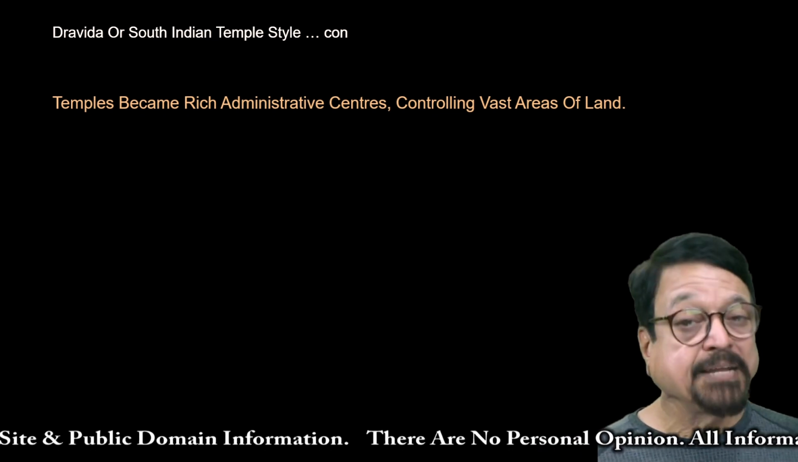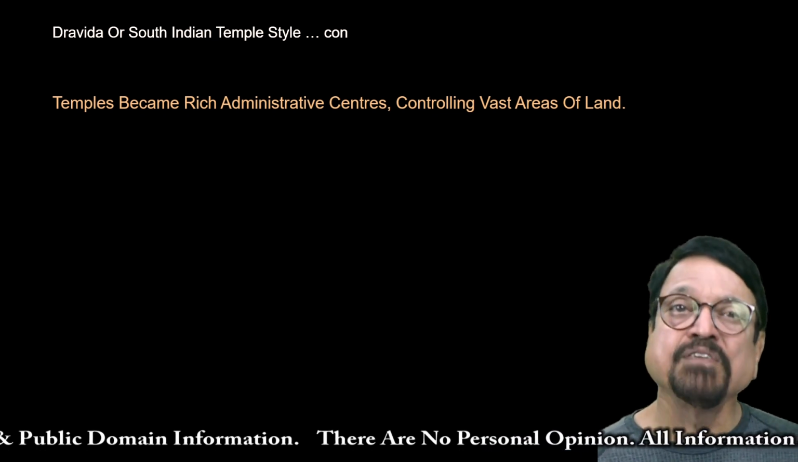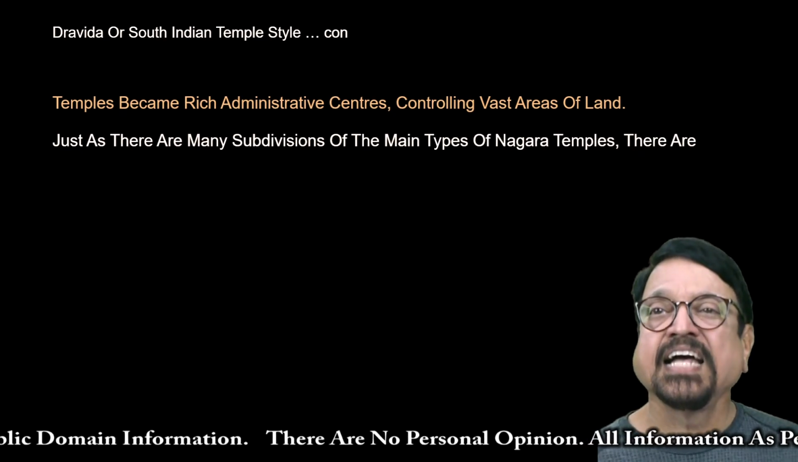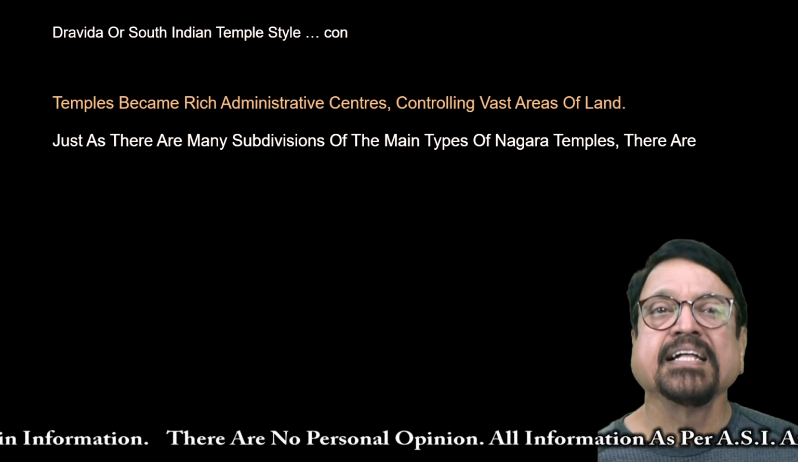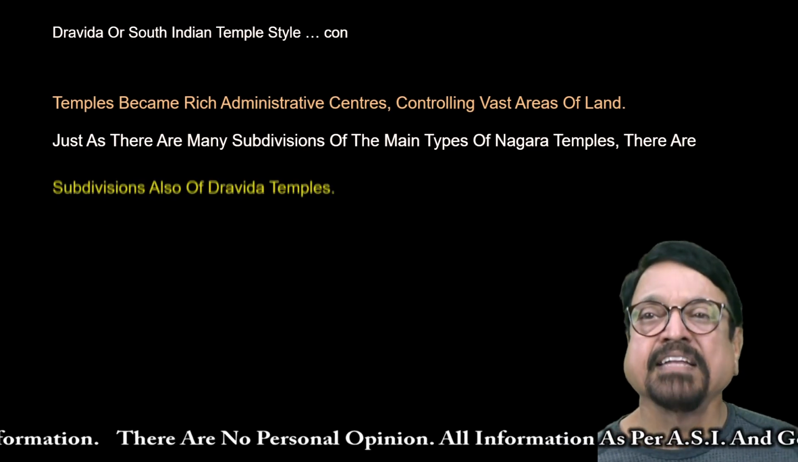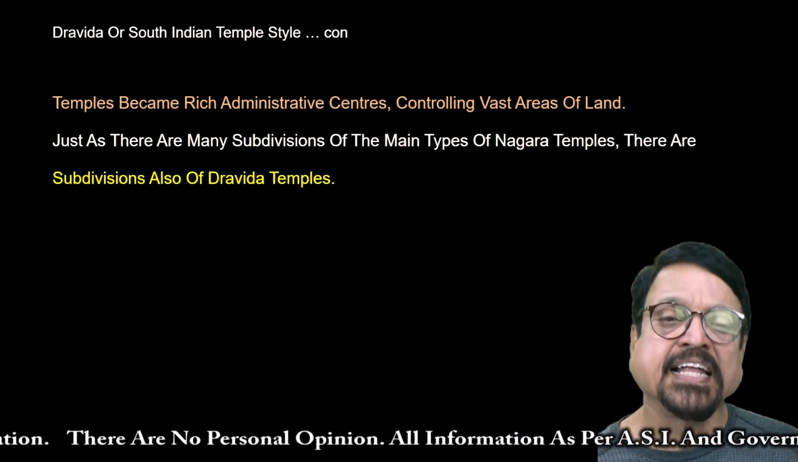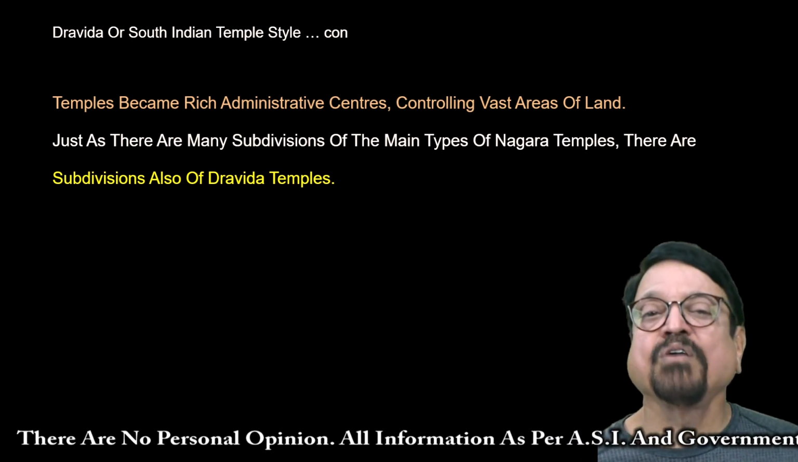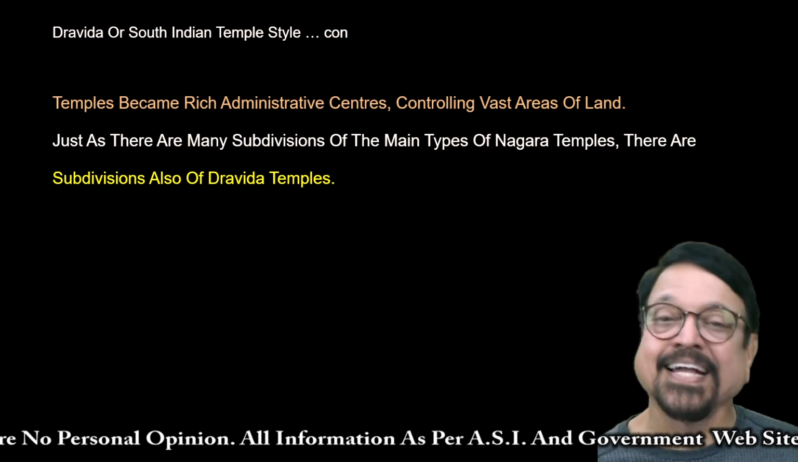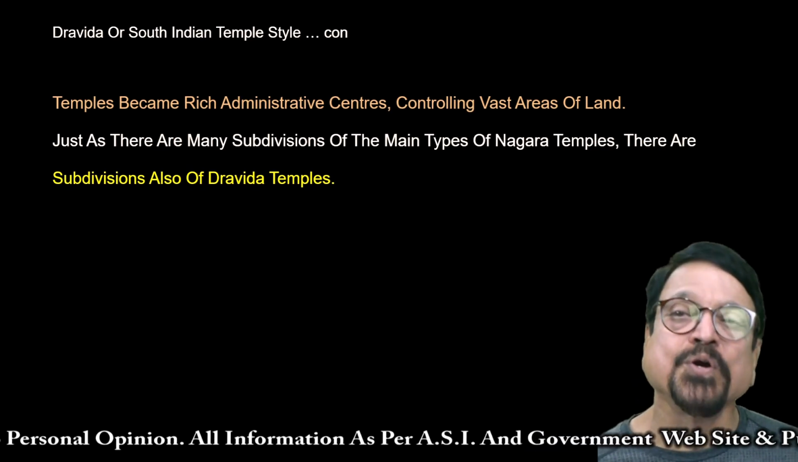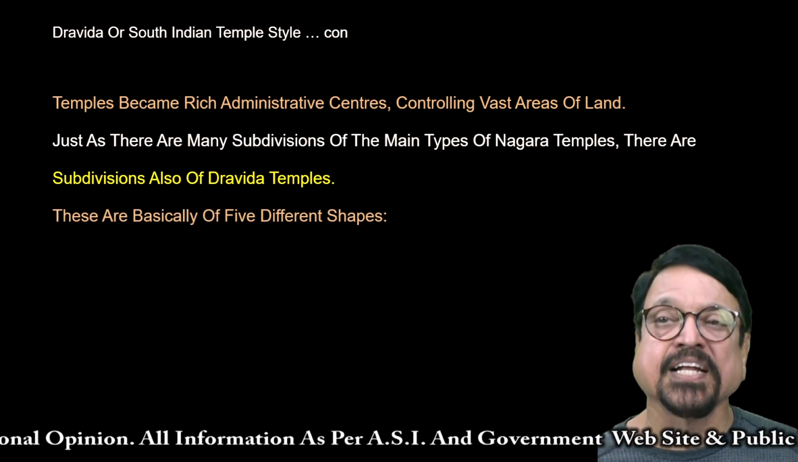Temples became rich administrative centers, controlling vast areas of land. Just as there are many subdivisions of Nagara, so there are subdivisions like Dravidian. Irrespective of the subdivisions or otherwise, they were dominating in that area as far as all socio-economic, cultural status were concerned.